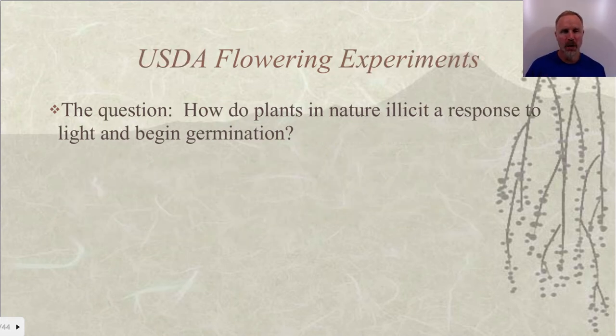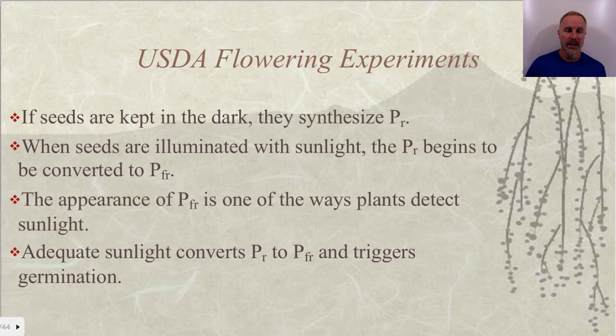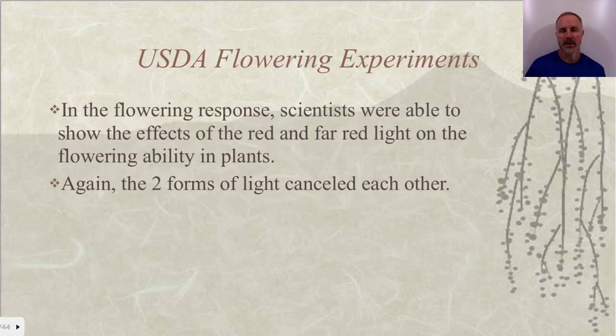Okay. So the big question is how do plants in nature elicit a response to this light and begin germinating? If the seeds get kept in the dark, they're making this PR form. And when the seeds are illuminated with sunlight, this PR form begins to get converted into the PFR. So in other words, the R and FR are just the optimal wavelengths of light that these were found to be absorbing. And the appearance of the PFR is one of the ways that the plants are detecting this light. The adequate sunlight converts PR to PFR, and again, just like we spoke about a second ago, this is what triggers germination.